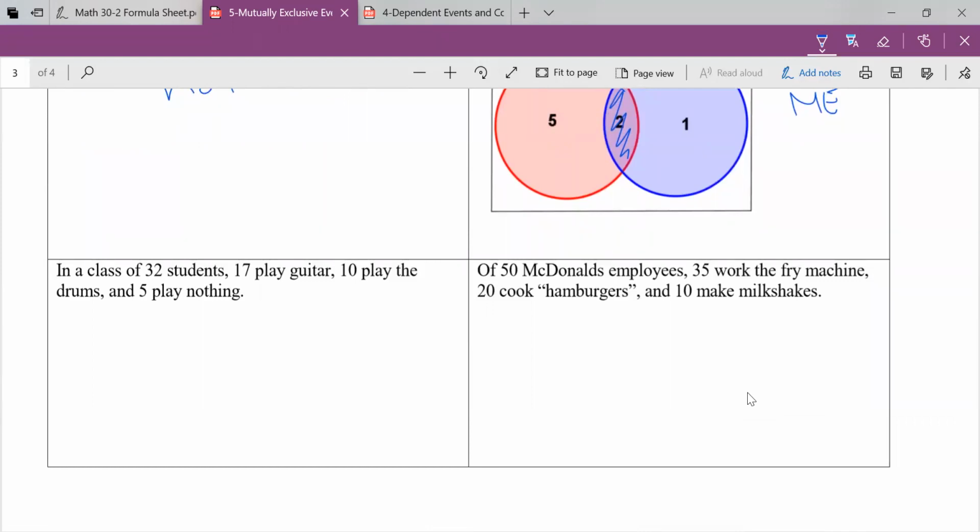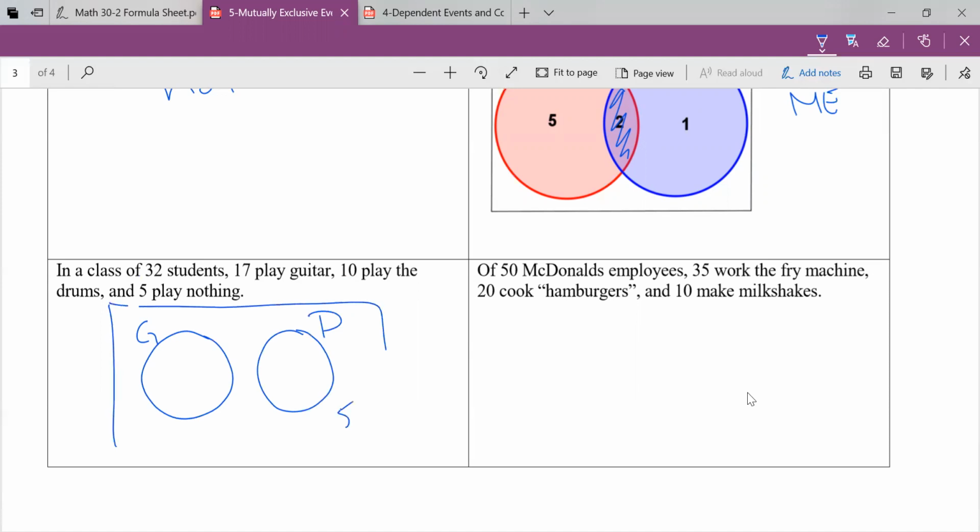And let's try two more. In a class of 32 students, 17 play guitar, 10 play the drums, and 5 play nothing. What I want to do here is maybe draw a Venn diagram quickly. Here's the kids playing the guitar, here's the drums, and here's the kids doing nothing. How did I know they were going to be mutually exclusive? Because 17 plus 10 is 27, plus 5 is 32. There's everyone accounted for. These are mutually exclusive events.